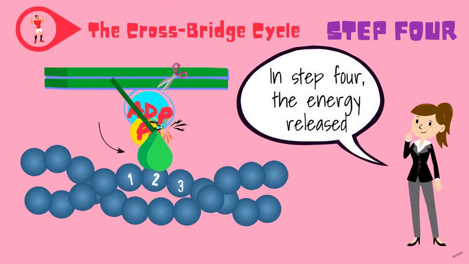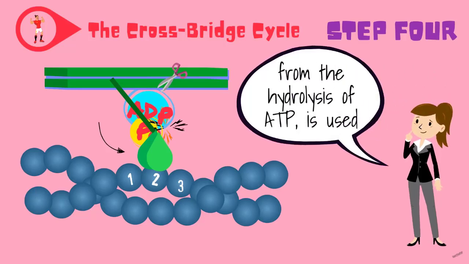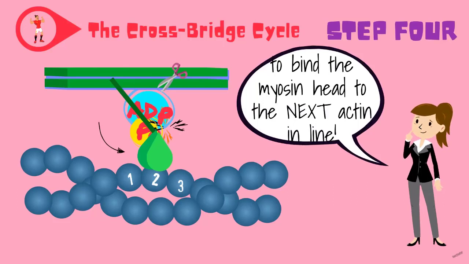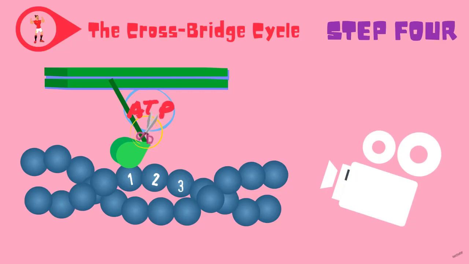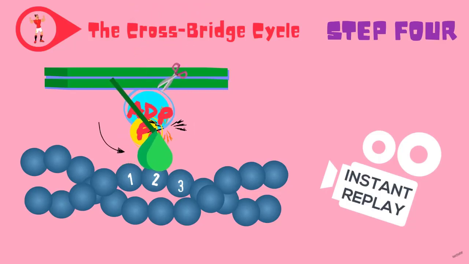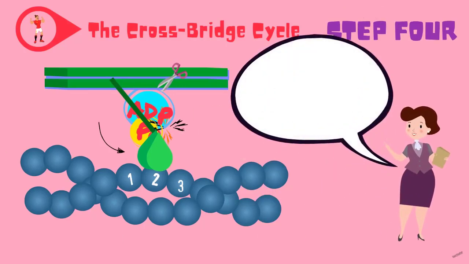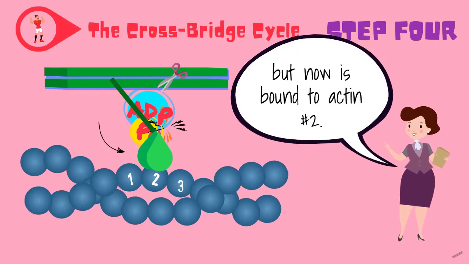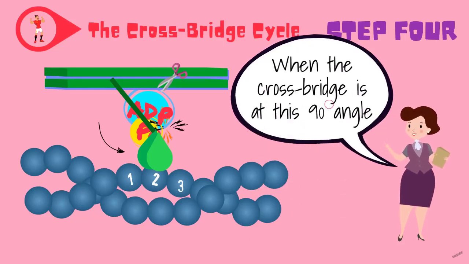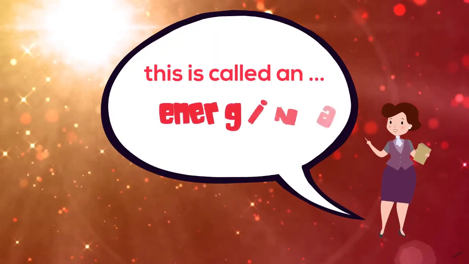In step 4, the energy released from the hydrolysis of ATP is used to bind the myosin head to the next actin in line. Let's look at that again. The myosin head was bound to actin 1, but now it's bound to actin number 2. When the cross bridge is at this 90-degree angle, this is called an energized state.